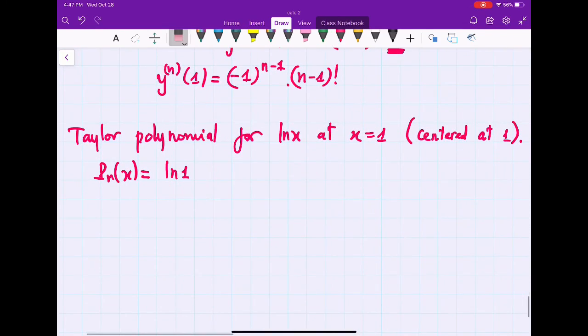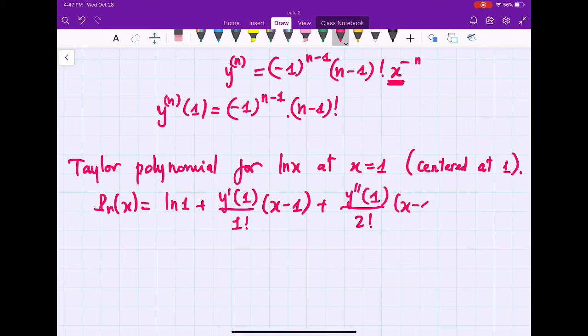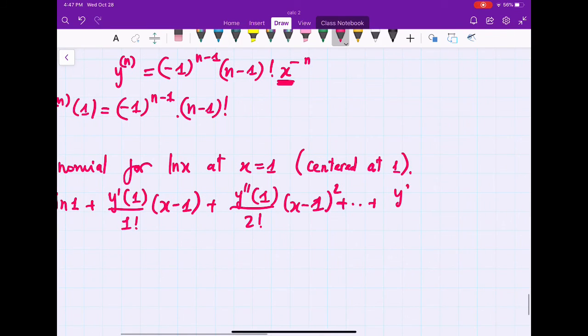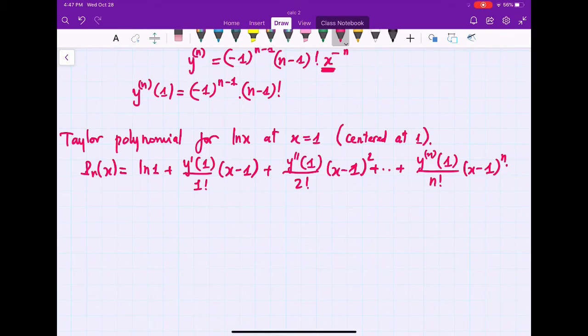So, let me write here, plus the first derivative, y prime at 1 over 1 factorial times x minus 1, plus the second derivative at 1 over 2 factorial times x minus 1 squared, plus and so on, plus the nth derivative at 1 over n factorial times x minus 1 to the n. Okay, that is your Taylor polynomial for ln at x equal to 1. Now we just plug in all this.